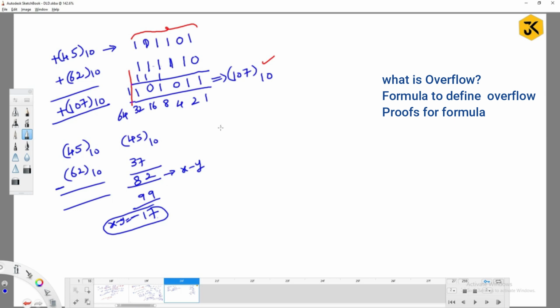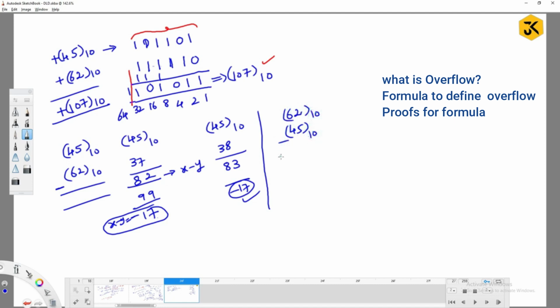What about if it is in 10's complement? 45 base 10. The 10's complement of 62 is 38. 9's complement plus 1 is 38. So you are going to get again 83. And from 99 you are going to subtract, and you are going to get minus 70. Minus 70, right? Fine. Take out the case for 62 and 45 base 10, where I am trying to perform some kind of subtraction.